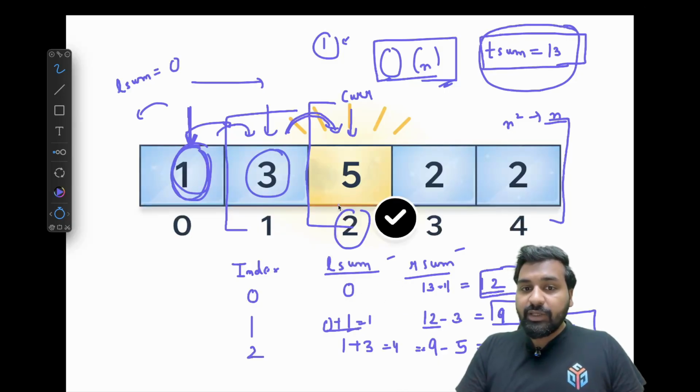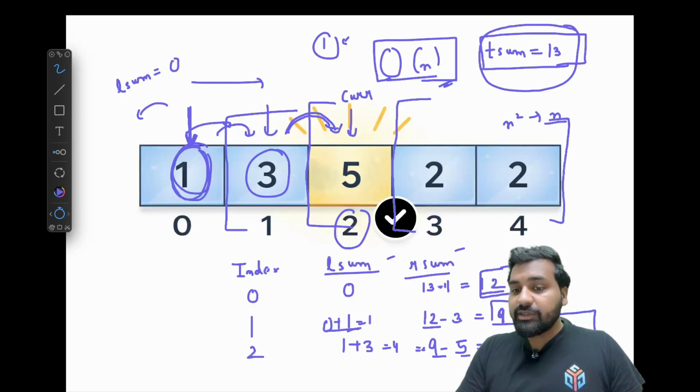Okay, now we came to 5. So we already know the sum from 5 to 2, which is 9. So if I want the right sum of 5, we are just going to remove 5 from 9, which is 4. Now we got the right sum of 5.